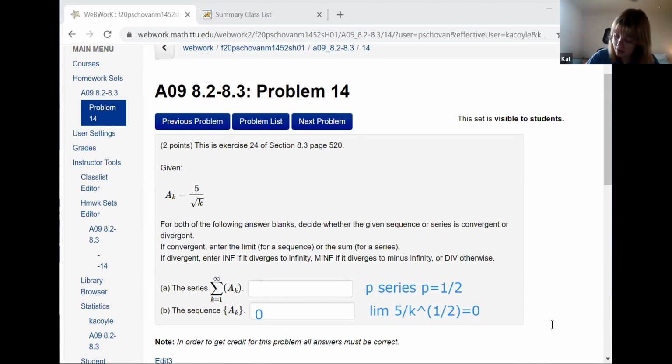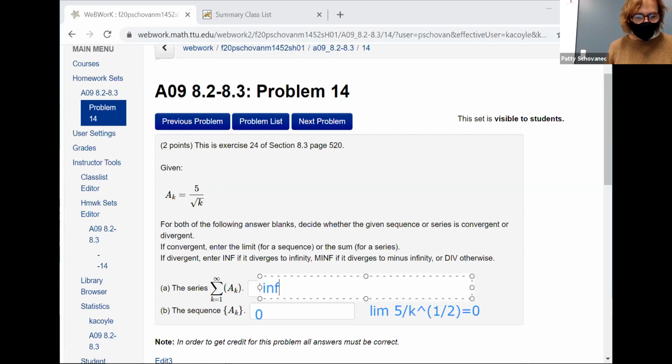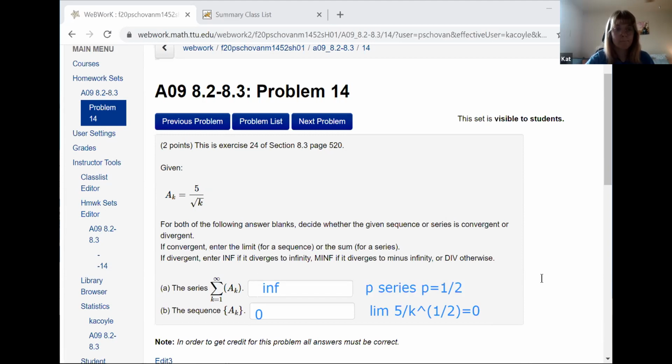It diverges. So we get to decide, is it going to diverge to plus infinity or minus infinity? Well, these are all positive numbers, so you're always adding positive numbers. That means our sum gets infinitely large, so it's going to be infinity. Okay? So if the limit is 0, we have to do one of our tests. If the limit's not 0, then we have a test for divergence.